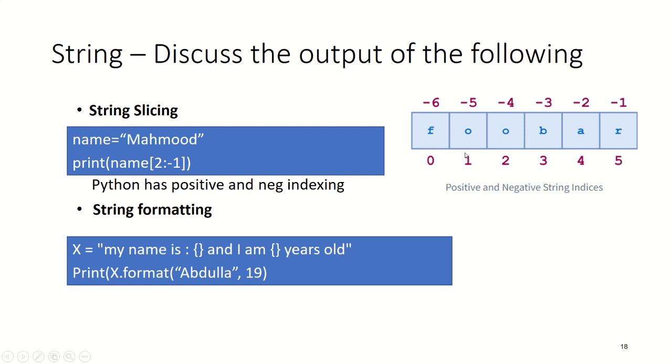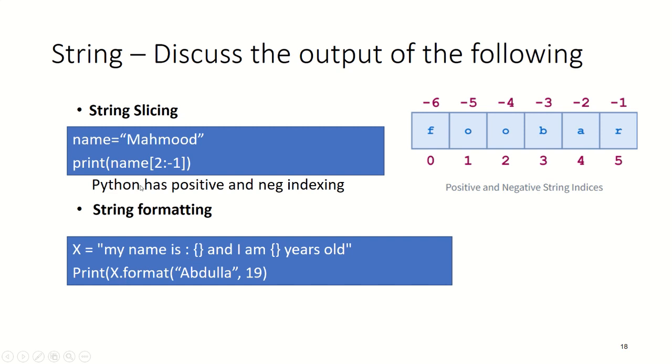So if you look at this FOOBAR, right, it has got positive and negative indices. So that means that it starts with a 0, 0, 1, 2, 3, 4, 5, and you can also have bidirectional indexing, I mean like negative indexing, -1, -2, -3, -4, -5, -6. So when you look at here, this example like Mahmood, name of 2 to -1. So 0, 0, 1, 2. So we will start from here till -1. So O, B, A will be the answer, because we already know that if it is -1, then we will stop just before that, right?